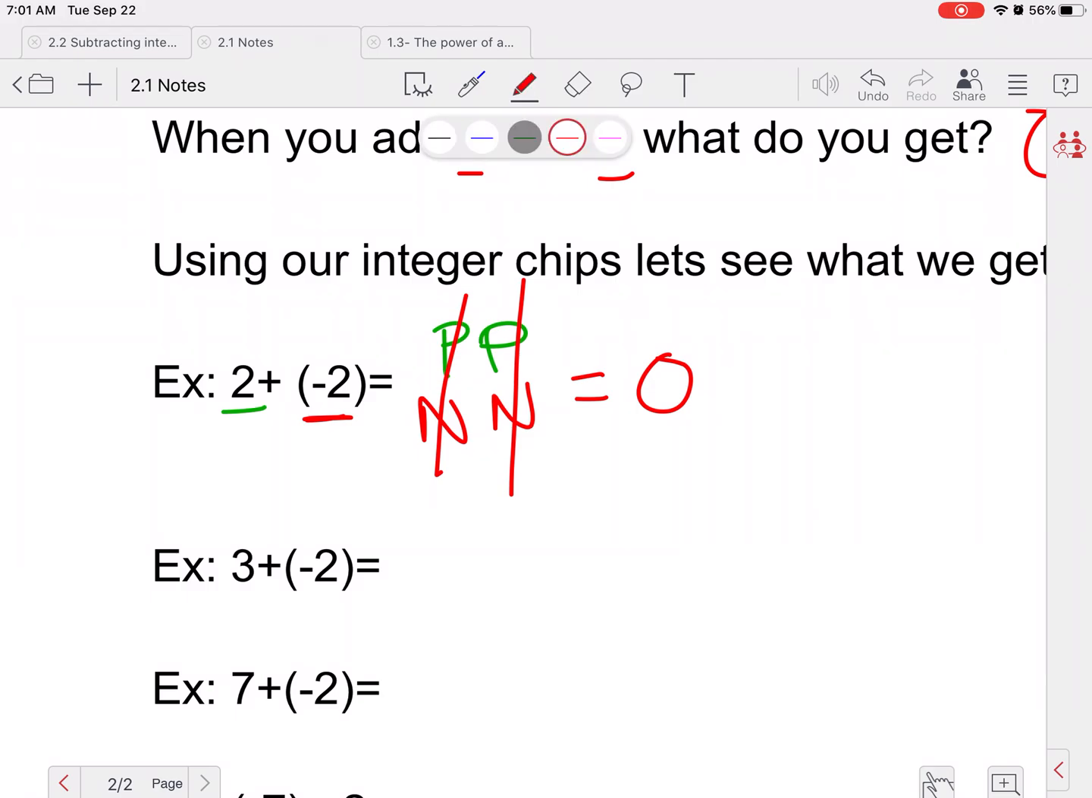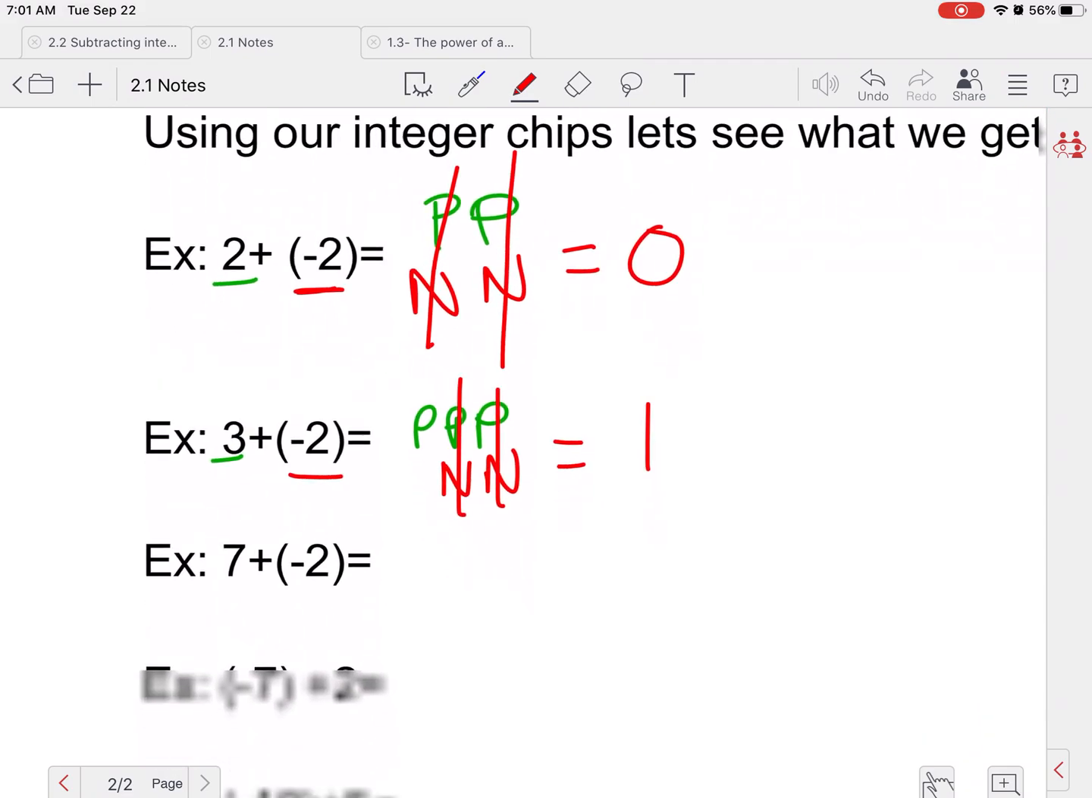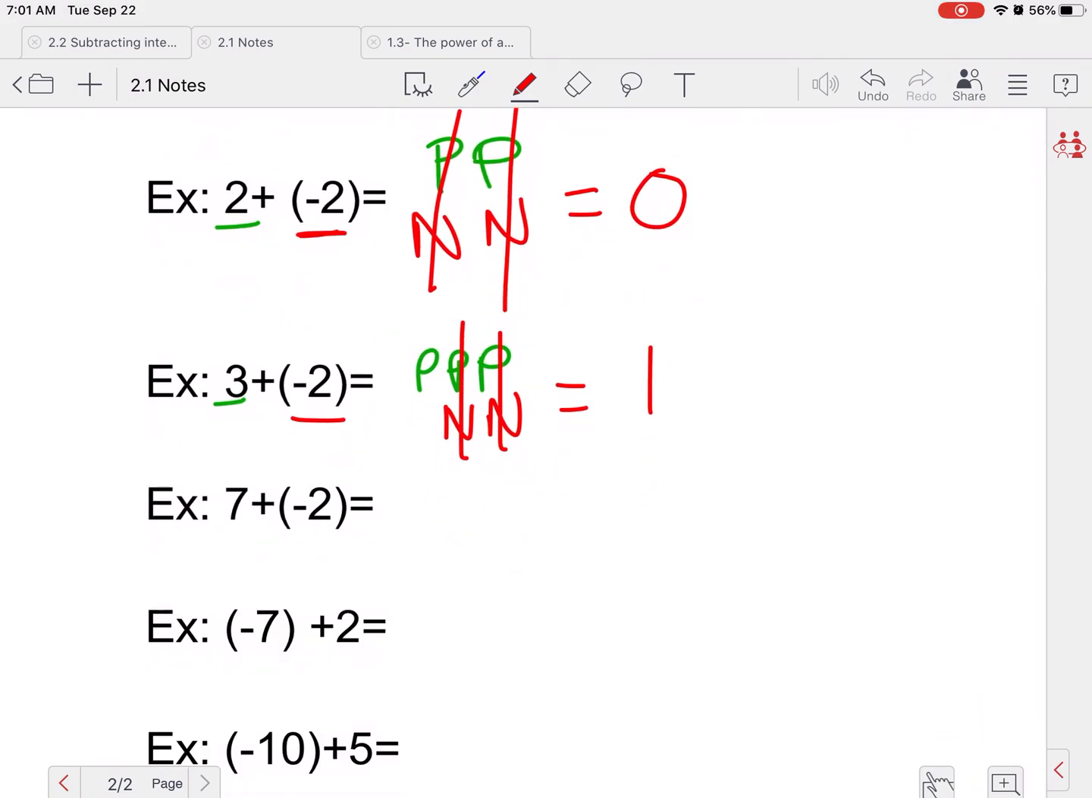Let's take a look at it with a different example. Again, we're going to start with 3 positives, and then I'm going to add 2 negatives. 1 positive, 1 negative cancels, 1 positive, 1 negative cancels, so I'm left with 1 positive. Basically, when we add a negative in, it's like subtracting. So I could have rewritten this problem as 3 minus 2 and gotten 1, just like we would have done way back in 1st or 2nd grade.